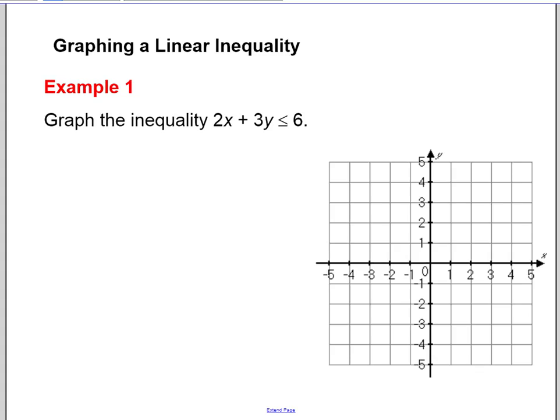Let's look at this example where we're asked to graph the inequality 2x plus 3y is less than or equal to 6. You want to first graph the boundary line, either by finding the x and y intercepts or rewriting the inequality in terms of y equals mx plus b. So let's begin by finding a point and a slope by getting this inequality in terms of y equals mx plus b.